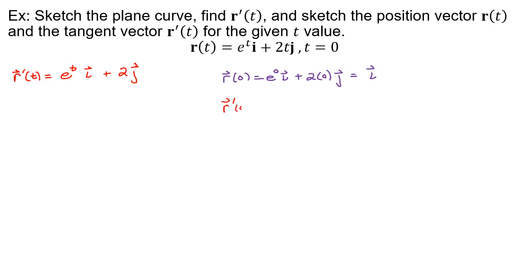If I do r prime at 0, I'll get e to the 0 times i plus 2 times j. So here I'll get i plus 2j. Not too bad, right? Again, plotting points on this one is probably going to be kind of bad because you have an exponential on one of those terms. So it might be nice to eliminate the parameter again instead of trying to plot the points. So let's try eliminating the parameter and see what happens.